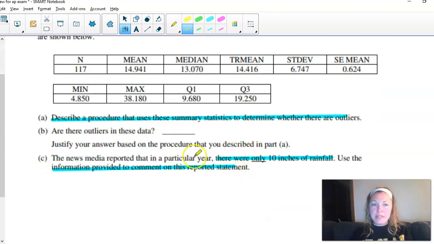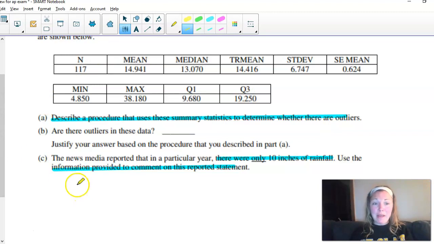This is another exploring data one. Describe a procedure that uses summary statistics to determine whether there are outliers. This one's just asking you, do you know the outlier rules? The lower fence and the upper fence, right? The lower fence, you take your quartile 1 minus 1.5 times the IQR. What is the IQR? Quartile 3 minus quartile 1. The upper fence, you take quartile 3 plus 1.5 times the IQR.